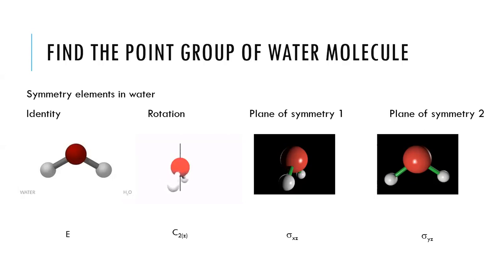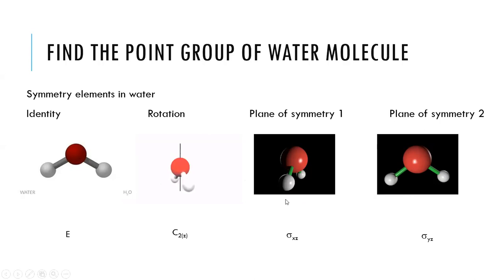Now we have to revisit our flow chart, and you understand that this molecule is not linear and does not belong to any special groups. The next question is, does it have a CN axis? Yes, it has a C2 axis. Then does it have N C2s perpendicular? No, it does not. Then you have to ask if there is a horizontal plane of symmetry.